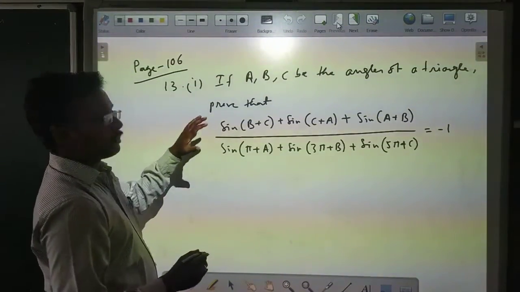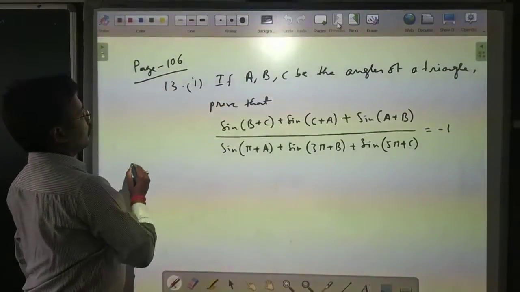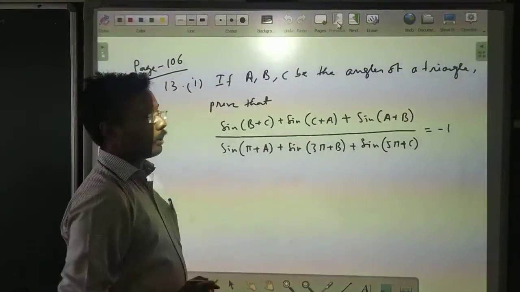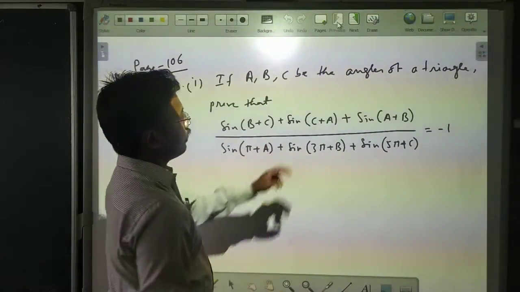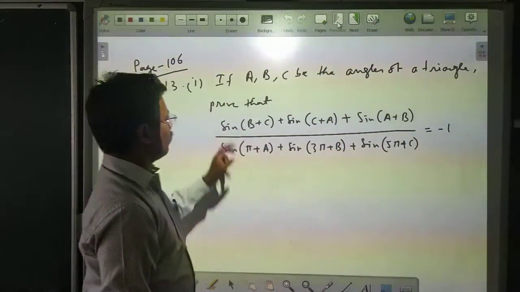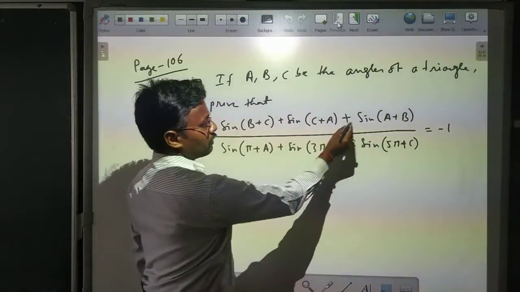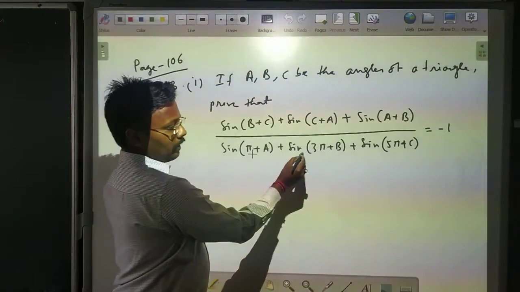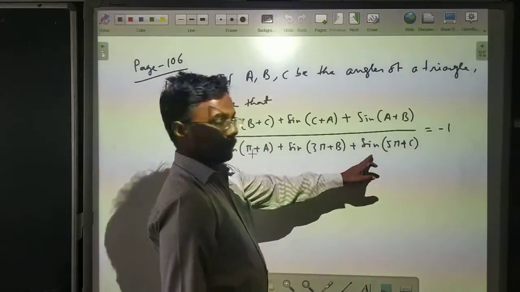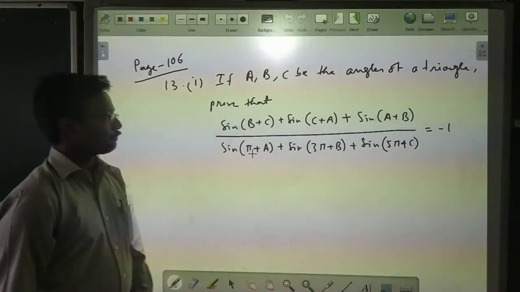There are some more questions to be done from the same exercise. From page number 106, question number 13, part 1. Question is, if A, B, C be the angles of a triangle, then prove that sin(B plus C) plus sin(C plus A) plus sin(A plus B) upon sin(pi plus A) plus sin(3 pi plus B) plus sin(5 pi plus C) is equal to minus 1.